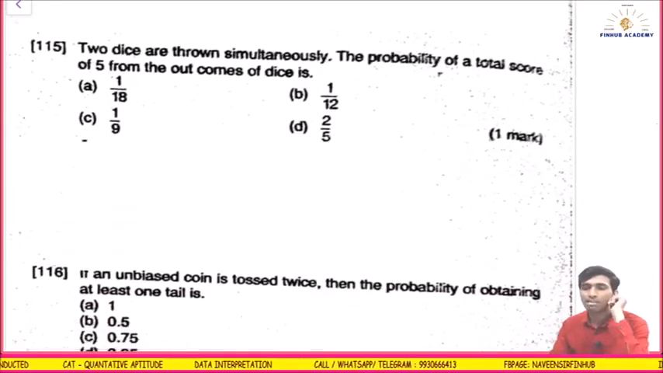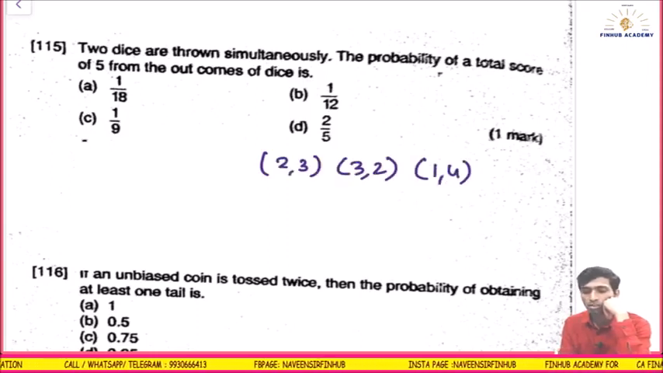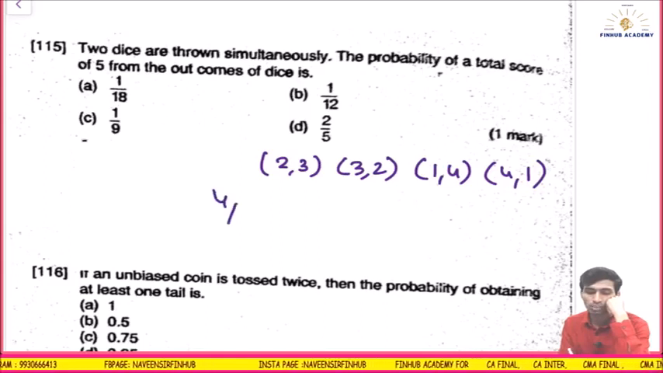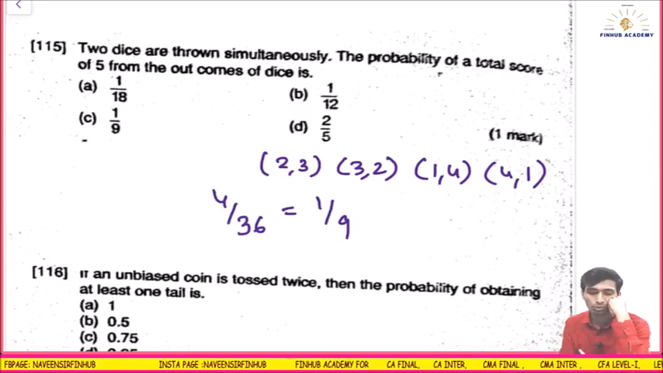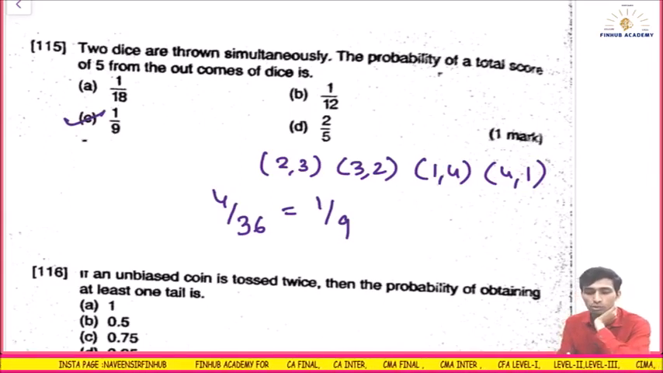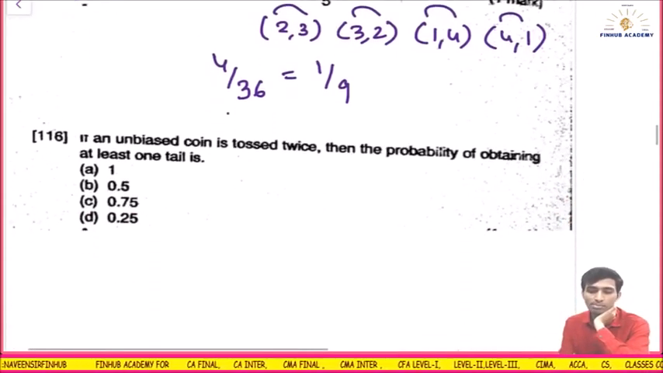Two dice are thrown simultaneously. The probability of a total score of 5 from the outcome of the dice. So when will the total be 5? 2, 3; 3, 2; 1, 4; 4, 1. So 4 outcomes are there. For 2 dice thrown, what is the sample space? 36. So 4 by 36 is 1 by 9. Understood? The total score is 5 with 2, 3, 3, 2, 1, 4, 4, 1, and the total sample space is 36.